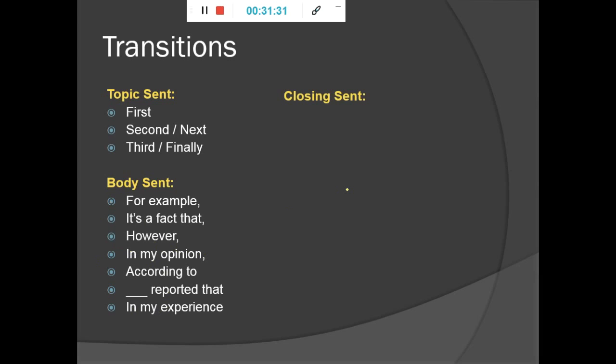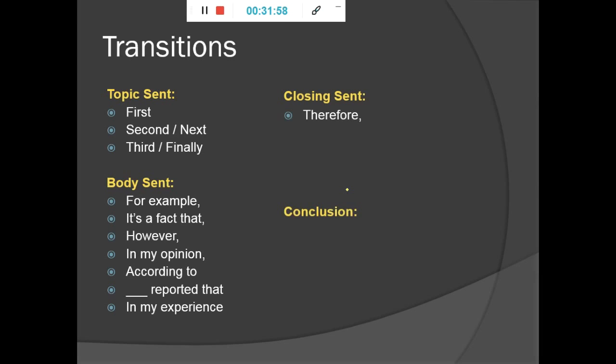Closing sentence. What are we going to use for a closing sentence of each of our body paragraphs? Well, we're going to have one closing sentence for each paragraph so that the flow is a little bit better. And here are some examples. We have therefore. Okay, another one, I don't think it's included in here, but you could say thus, could be another one.